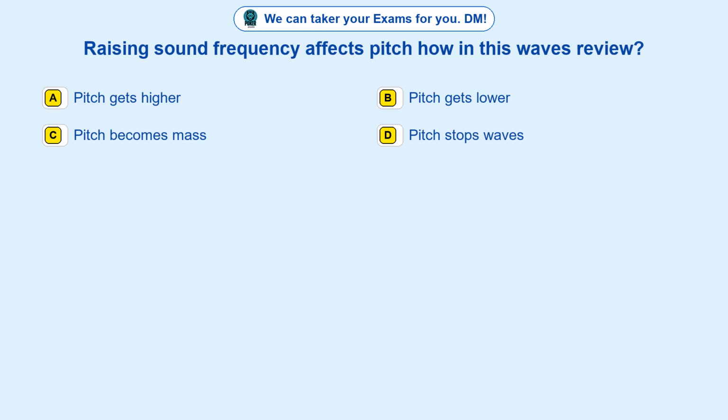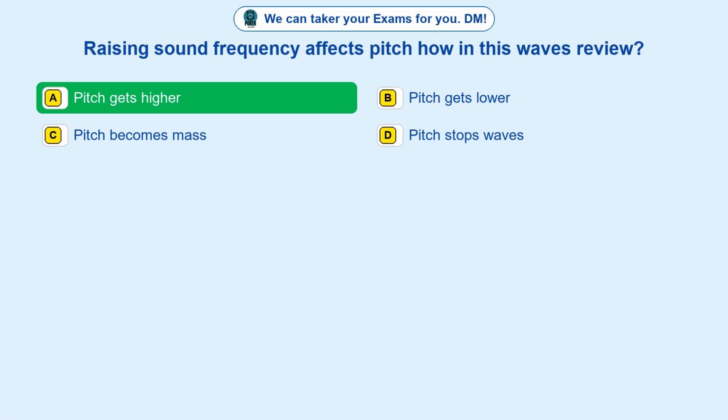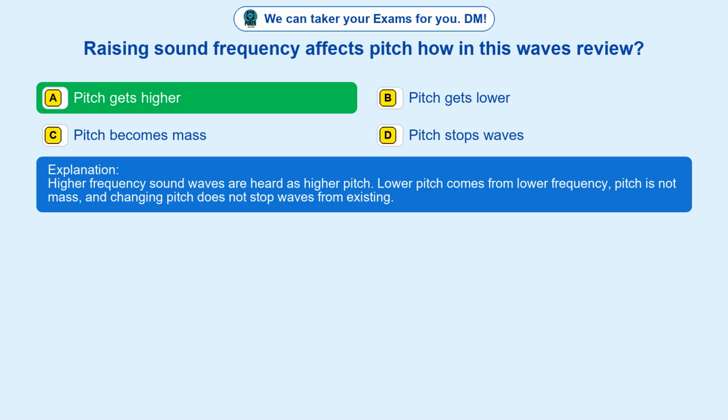Question 67. Raising sound frequency affects pitch how in this waves review? Option A, pitch gets higher. Option B, pitch gets lower. Option C, pitch becomes mass. Option D, pitch stops waves. The correct answer is option A. Pitch gets higher. Higher frequency sound waves are heard as higher pitch. Lower pitch comes from lower frequency, pitch is not mass, and changing pitch does not stop waves from existing.